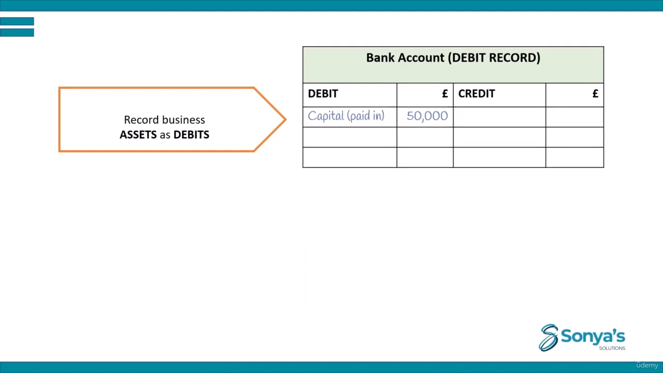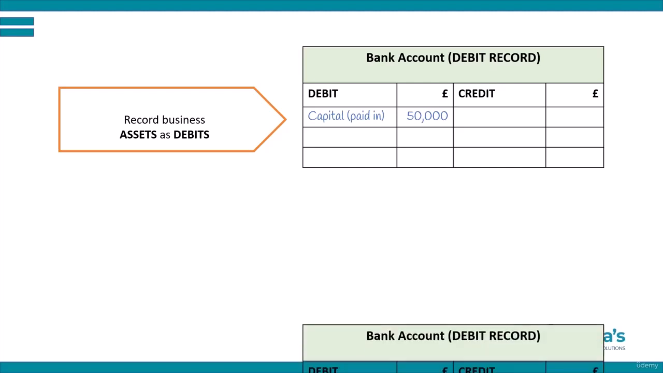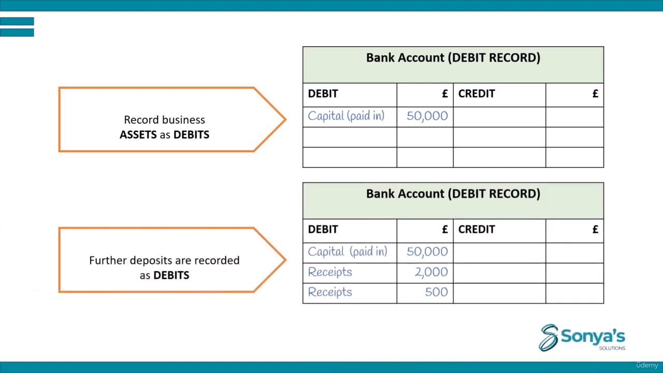So in this example, the business has recorded in its own accounting records that it's holding £50,000 at the bank. When the business receives money, it continues to record receipts on the debit side, adding to the account balance. We can calculate the balance on the account, that's the total amount held at the bank, by adding up all of the deposits, the debit entries. The revised bank balance is £52,500.